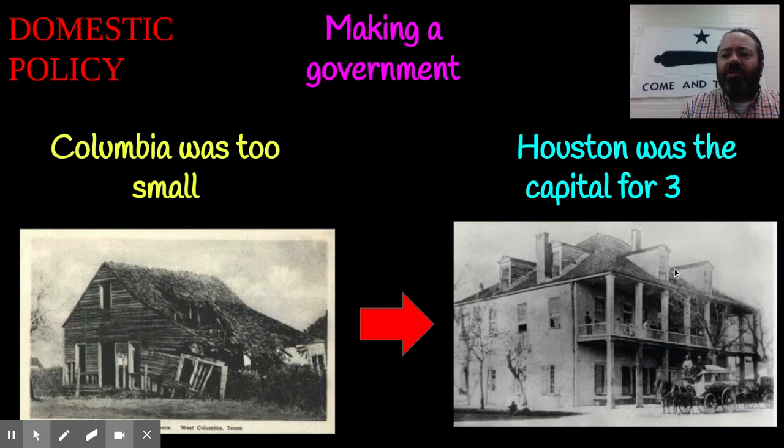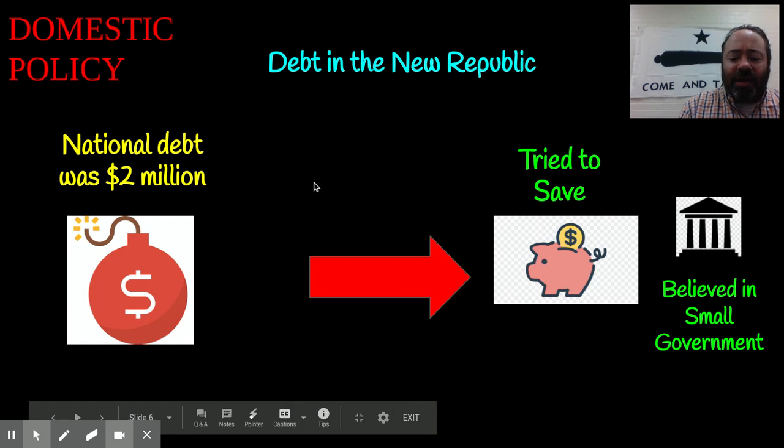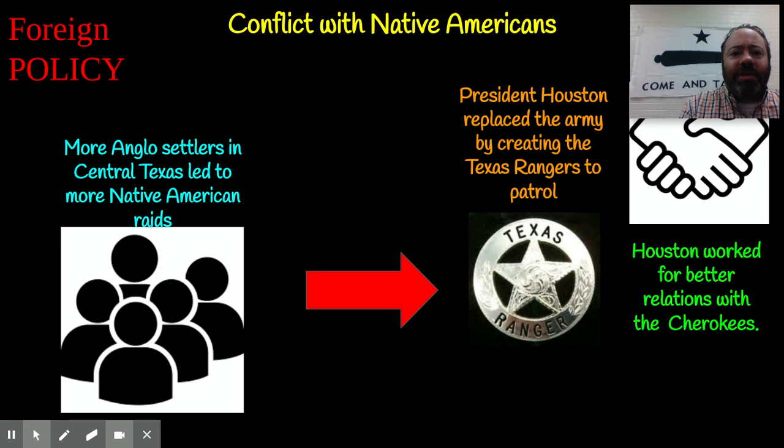Well, Sam Houston wanted the capital, making government, where are you going to have the capital? Columbia, Texas was too small. Houston was the capital. At that time, the other problem you had was national debt. The debt was $2 million, while our debt today in the United States is a couple trillion, 3 trillion actually. So it seems very small, but back then it was a lot. They believed in small government, those original guys.